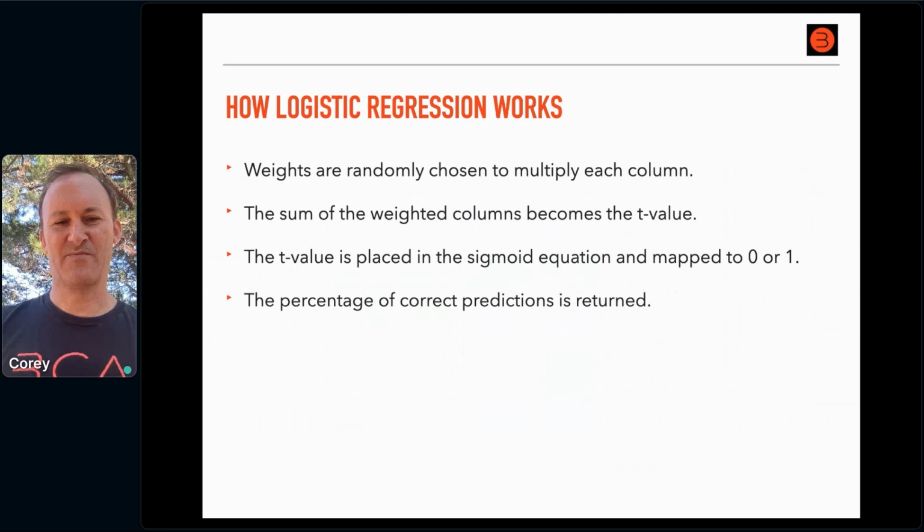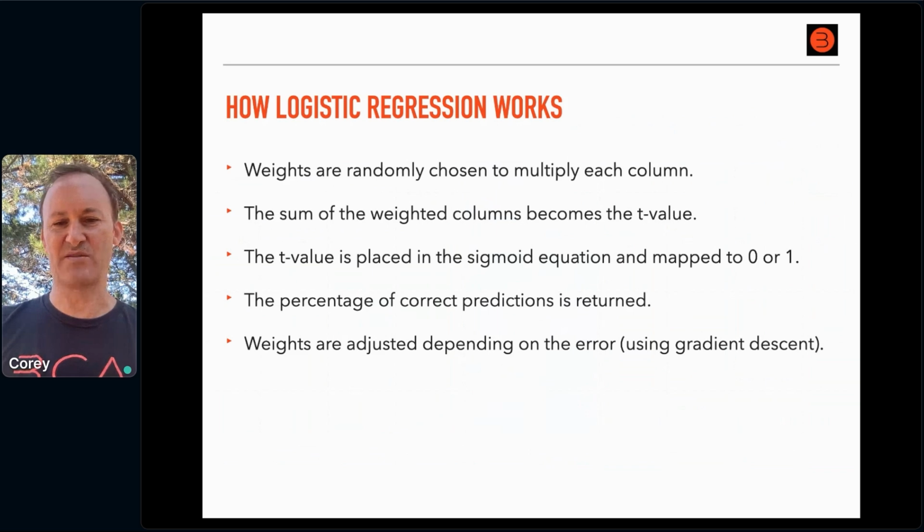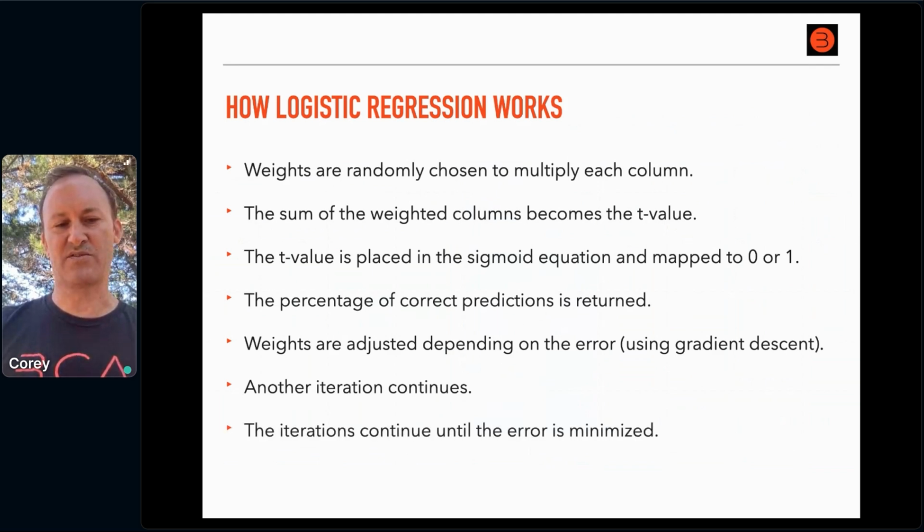Now, the percentage of correct predictions is going to be returned here. And then you adjust the original weights depending on the error that you get, because they're randomly chosen to begin with. There's a technique called gradient descent that uses calculus. It's pretty standard for all machine learning models: it goes back and updates the weights to try to minimize the error. You do this procedure again and again and again, going through multiple iterations until the error is minimized.